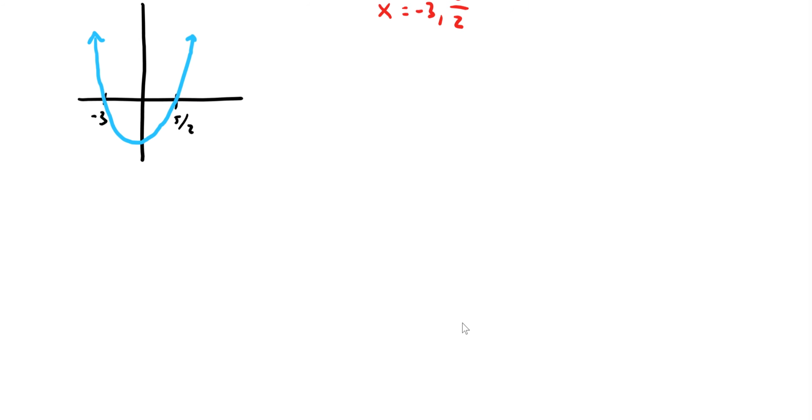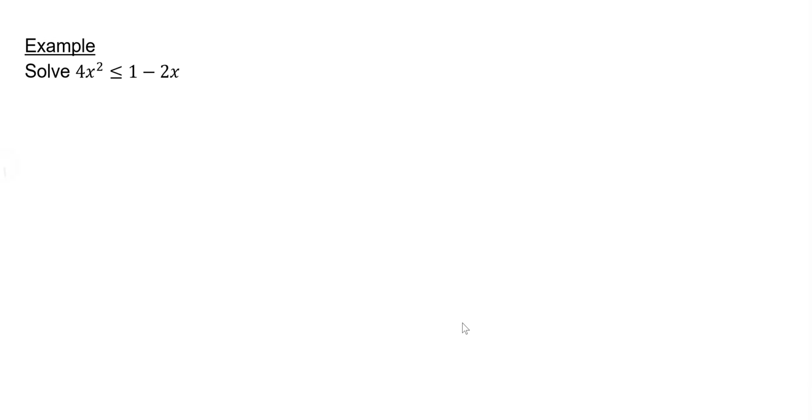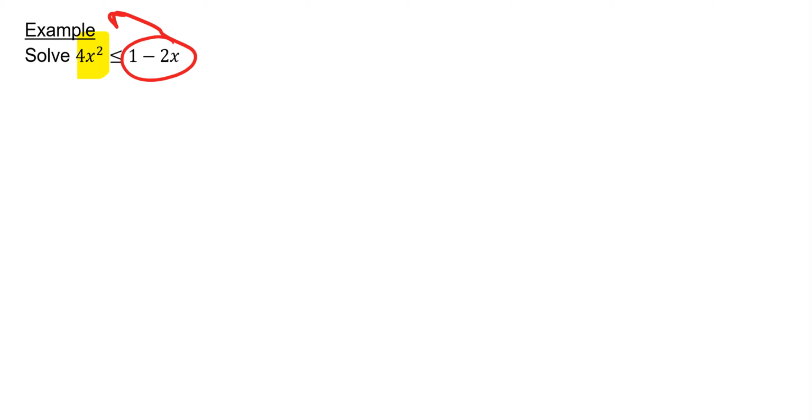Okay, let's see a few more. Take a look at this one, 4x squared less than or equal to 1 minus 2x. So once again, we want to get everything on the same side of the inequality, and it's not always going to be on the left side, but the x squared term is positive already on the left. So let's move these two terms to the left using addition and subtraction. Let's do the 2x first. We're going to add 2x to the left, and then we're going to subtract 1, and that's going to be less than or equal to 0.